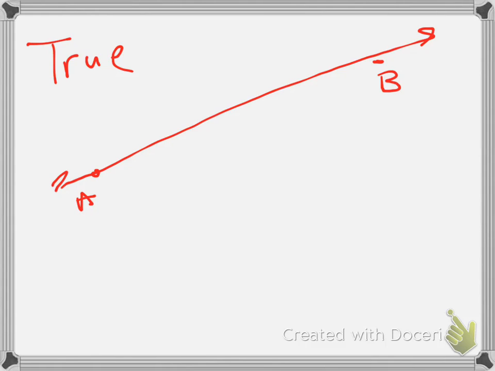Alright, number 19, any 2 points are collinear. That one is true because if I draw point A and point B, that makes a line. If I draw point D and point C, those two make a line. Okay? That one should be pretty easy.